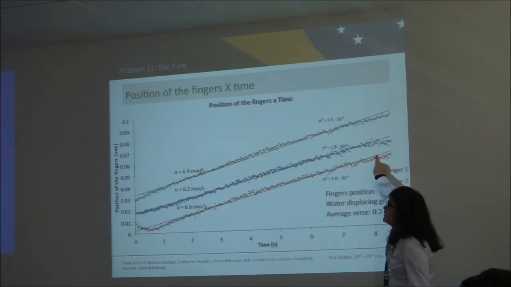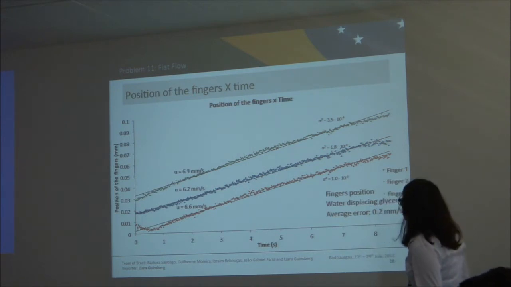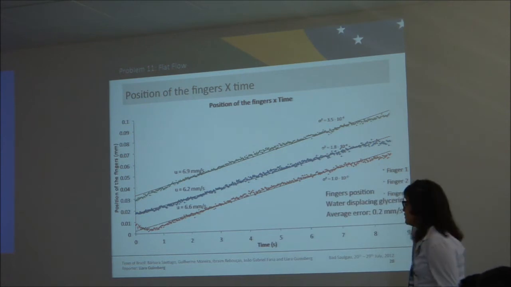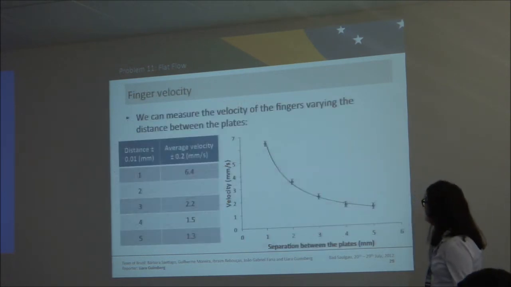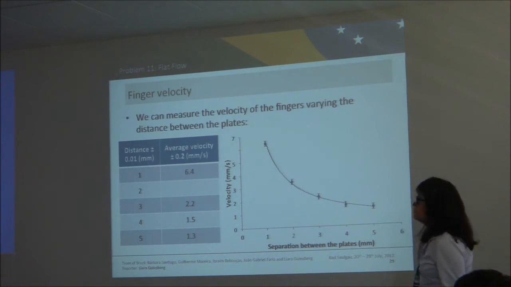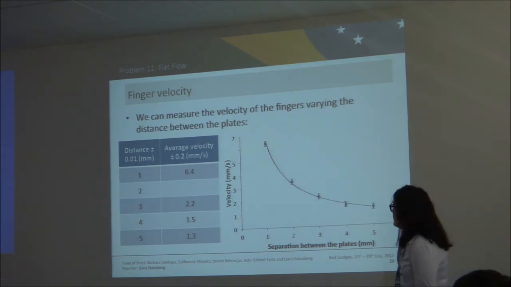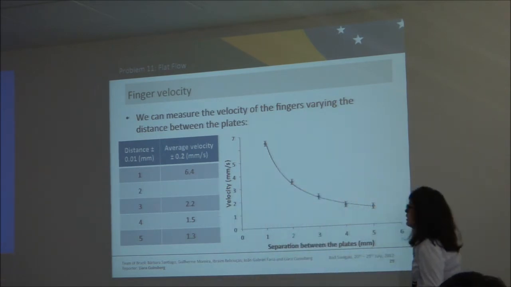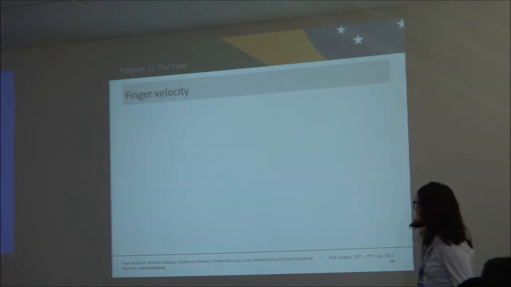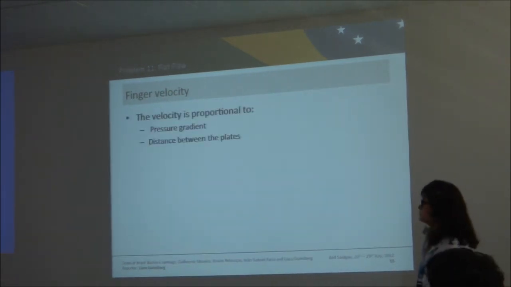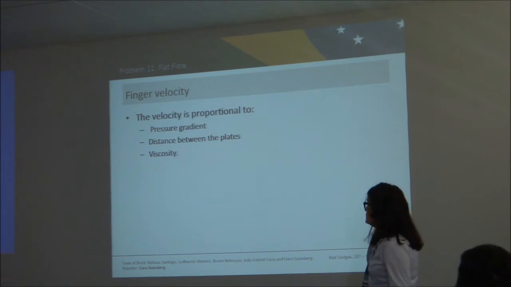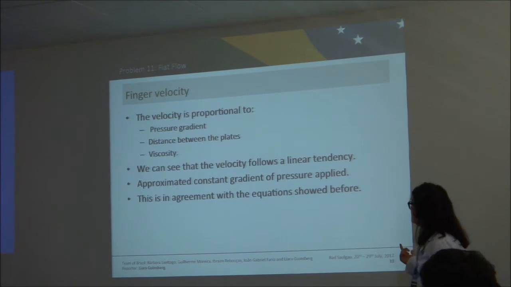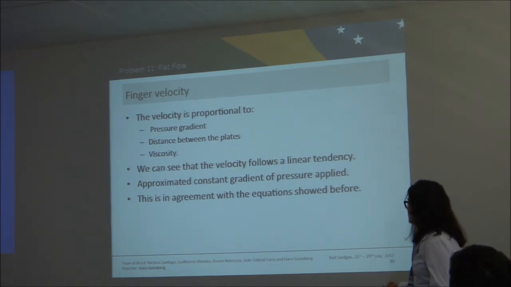We can also calculate the velocity of the fingers against time. We can see that this velocity follows a linear tendency. This is caused by the constant gradient of pressure. And here we can measure the velocity of the fingers varying the distance between the plates. It follows a tendency of 1 divided by x. The finger velocity is proportional to the pressure gradient and the distance between the plates, and inversely to the viscosity. We can see the velocity follows a linear tendency, and this is in agreement with the equation shown before.